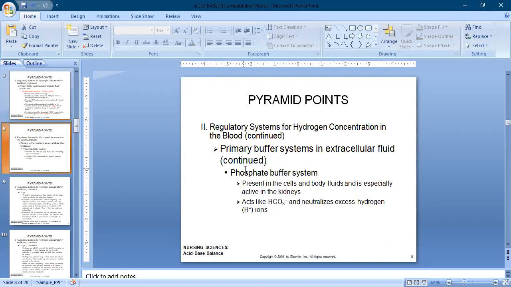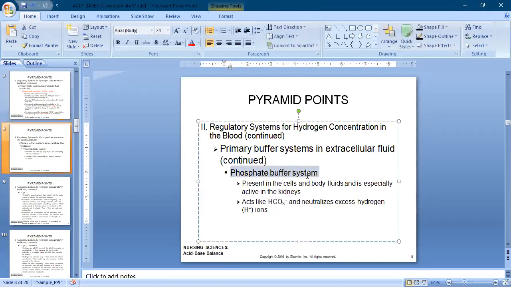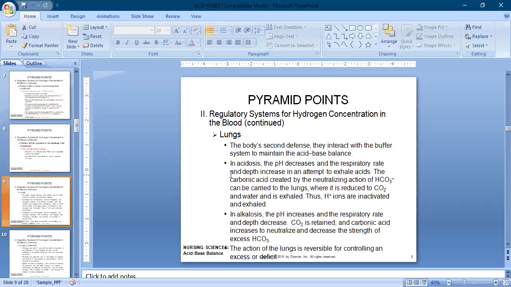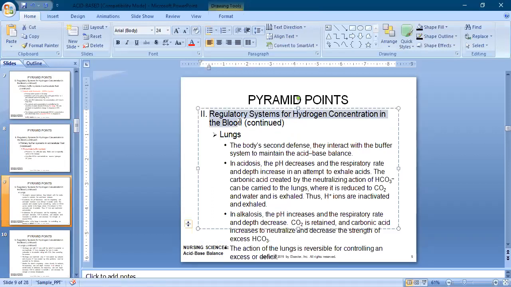Another primary buffer is called the phosphate buffer system. Phosphate buffer is present in the cell and body fluid and is especially active in the kidney. Phosphate buffer acts like bicarbonate and neutralizes excess hydrogen ion. So phosphate also works as a buffer. Now the regulatory system for hydrogen concentration in the lungs is the main focus for the day.